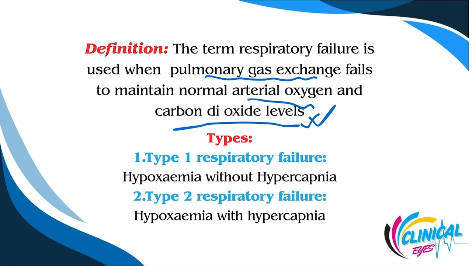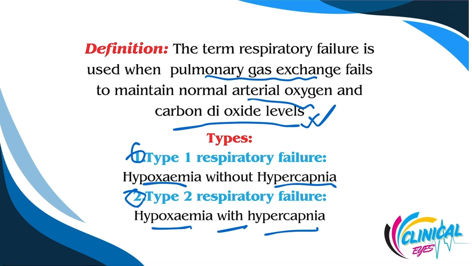We can classify respiratory failure into two types: type 1 respiratory failure and type 2 respiratory failure. In case of type 1 respiratory failure, we find hypoxemia but without hypercapnia. And in case of type 2 respiratory failure, we find hypoxemia with hypercapnia.